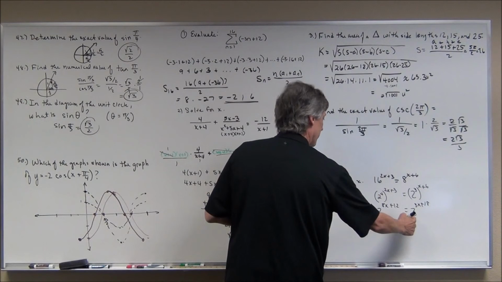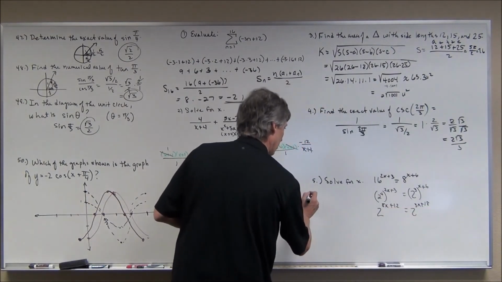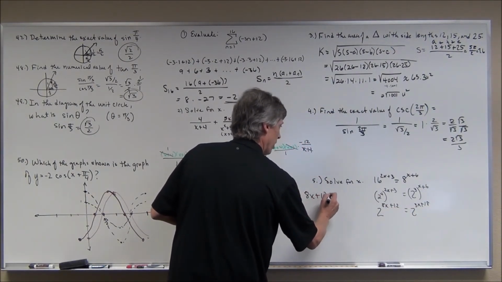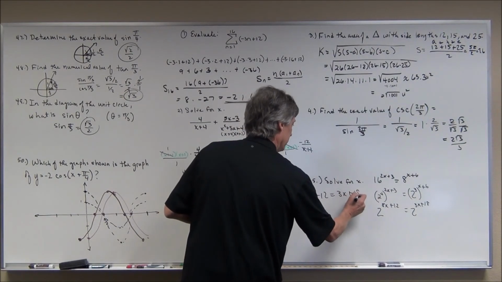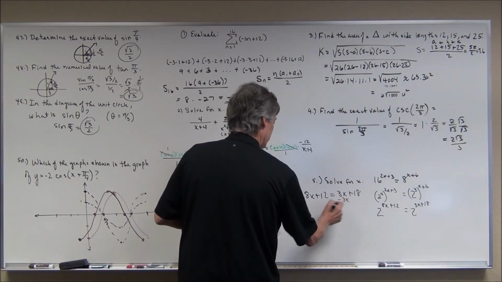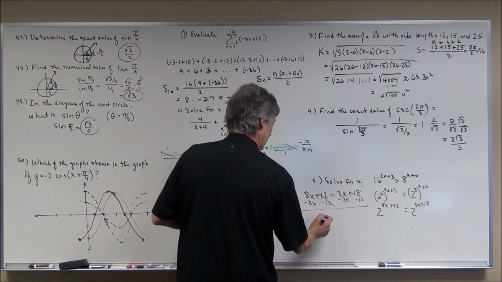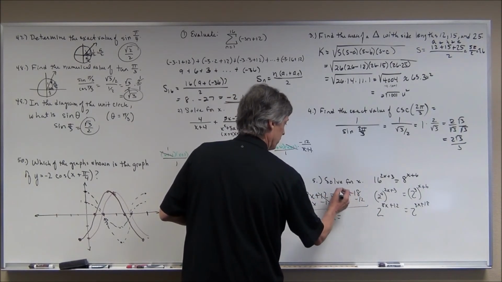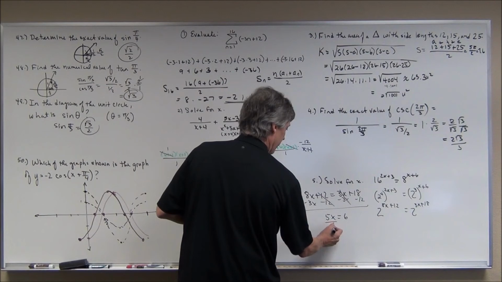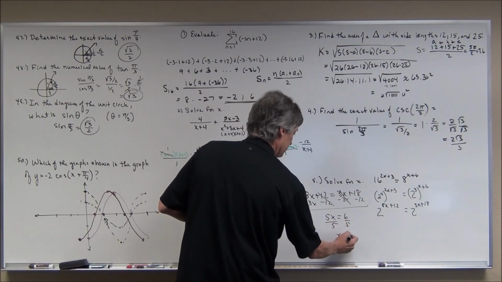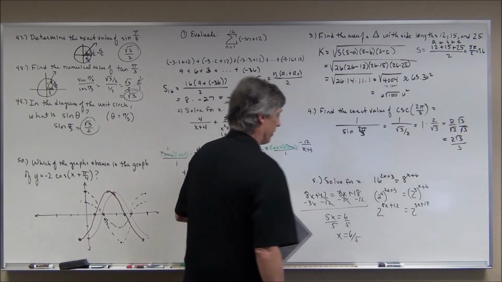Well, if the bases match, you can set the exponents equal to one another. 8x plus 12 equals 3x plus 18. I'm going to subtract 3x, and I'm going to subtract 12 from both sides. Kind of lazy doing it all in one. I get 5x equals 6, divide by 5. So x turns out to be 6/5. You're not guessing that one.